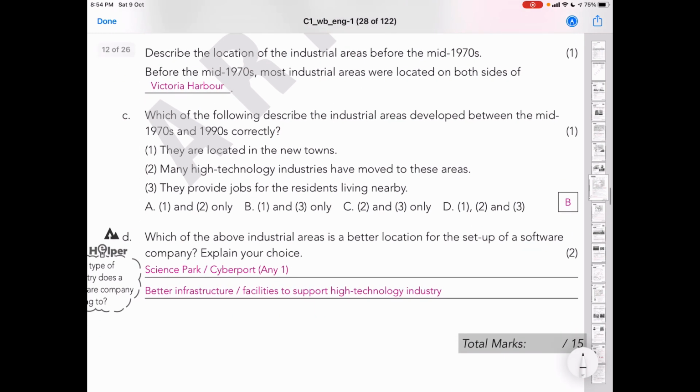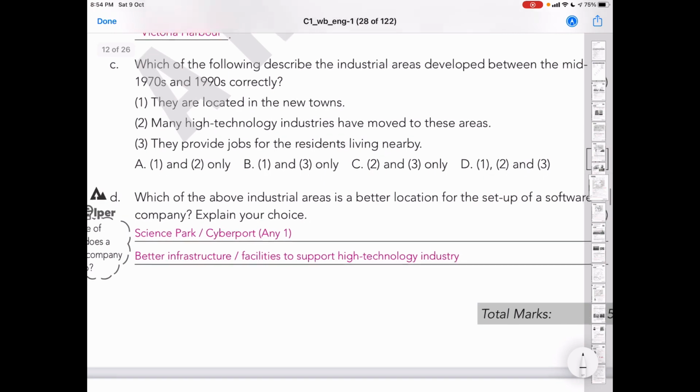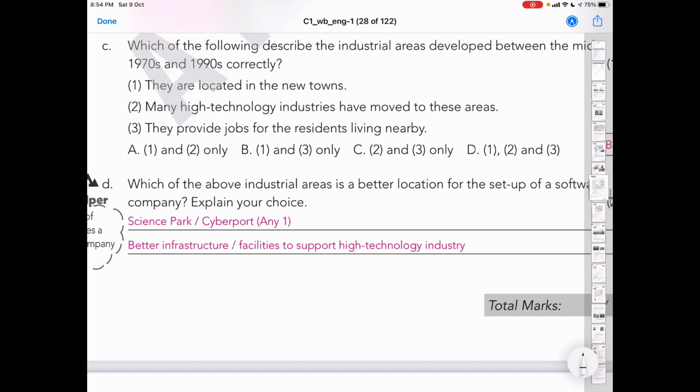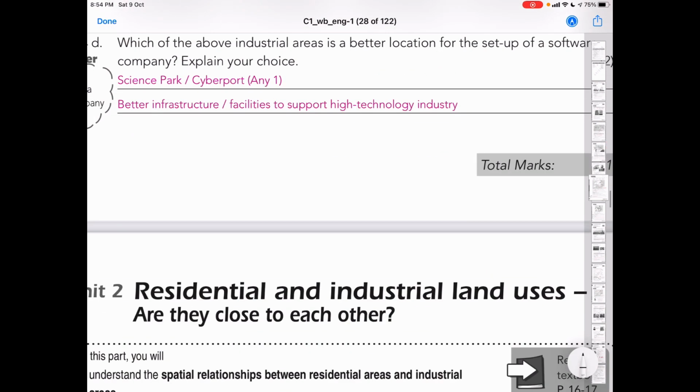And some of you just said, oh, it's in the new territories. It's not specific enough. You have to tell me Science Park, okay, or Cyberport, and Cyberport is definitely not in the new territories, okay. And why? Because it has better facilities, infrastructure, and also better support for the high technology industry, okay. And then, oops, wait a minute.